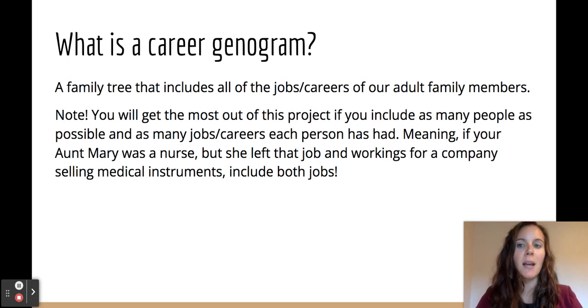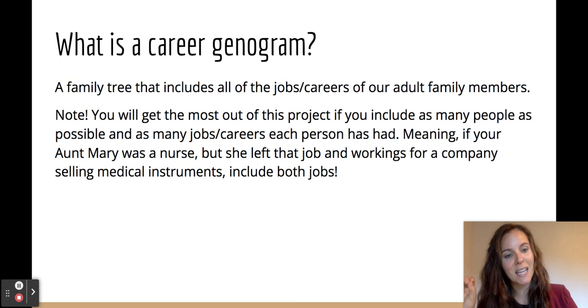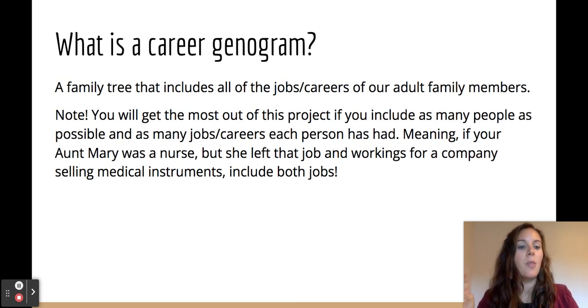A career genogram is a family tree that includes all of the jobs and careers of your adult family members. So you're going to create a family tree, and I'll show you a couple different examples of what that might look like. And what you're going to do is, next to each person's name, identify the jobs or careers that each person has had.